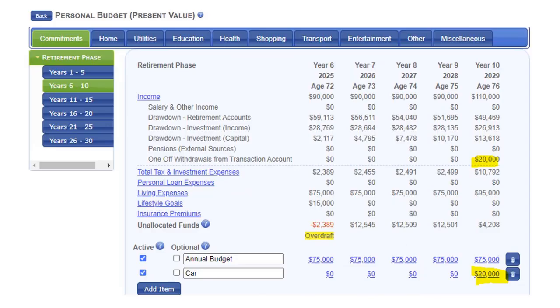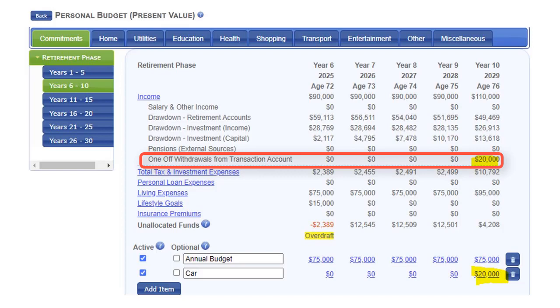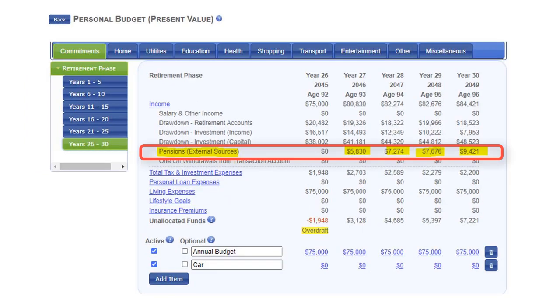In the budget, the income from the retirement plan is displayed as retirement income, investment income and investment capital. In year 10, the $20,000 withdrawn from the transaction account is displayed. In the last 5 years, the income from pensions is displayed.